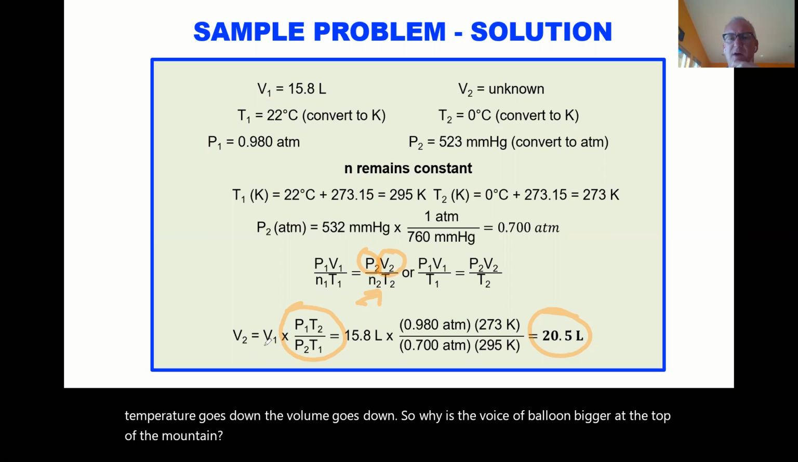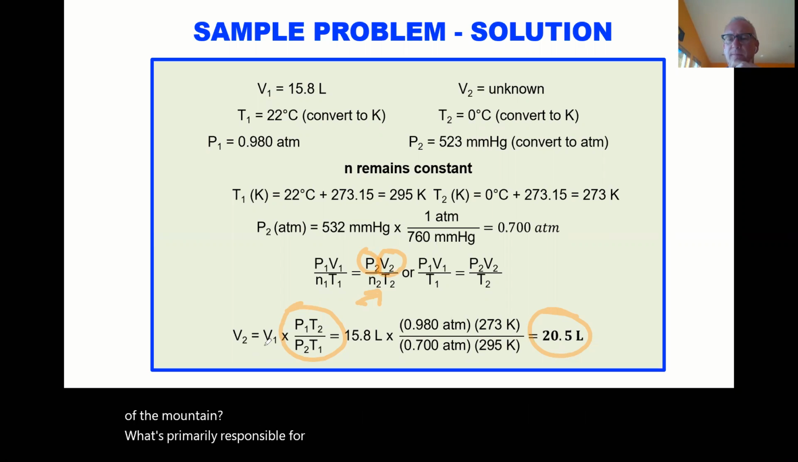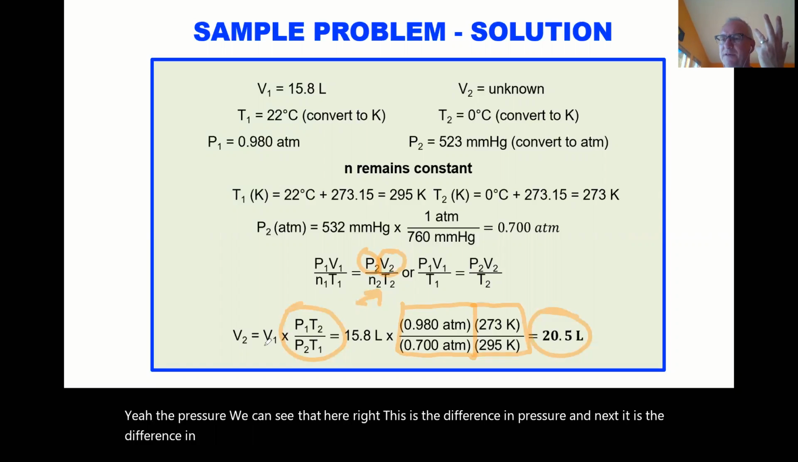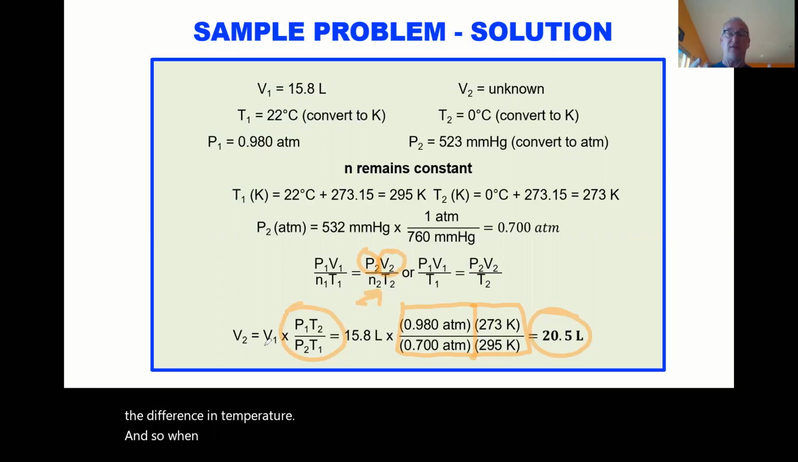What's primarily responsible for the change in the volume? The pressure. Yeah, the pressure. We can see that here, right? This is the difference in pressure, and next to it is the difference in temperature. And so when we convert things to Kelvin, we can really see the temperature differences.